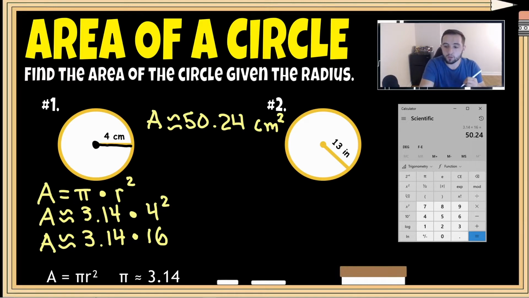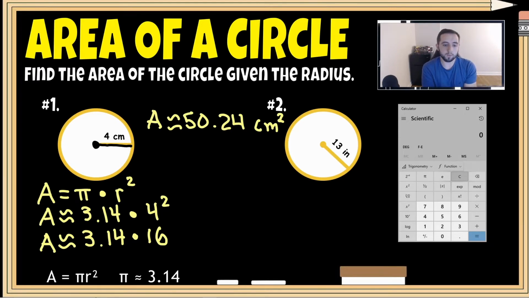Now, if I was to use the exact value for pi, so if I just press pi here times 16, our exact answer would be 50 and 27 hundredths. So when we approximate it, it's going to be off by a little bit, not much, but typically I see problems approximating pi at 3.14, not necessarily utilizing all of pi.